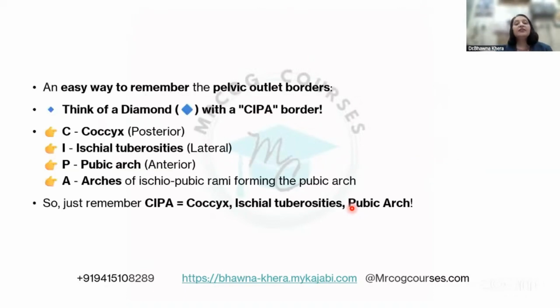So the easy way to remember the pelvic outlet borders: think of a diamond with a C-PAR border. C, coccyx is posterior. I is the ischial tuberosities on the lateral side, P is the pubic arch anterior, and A stands for the arches of the ischiopubic rami forming the pubic arch. So just remember the C-PAR, and there you go.